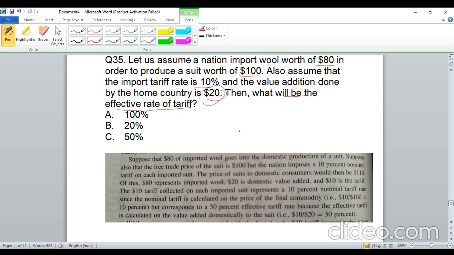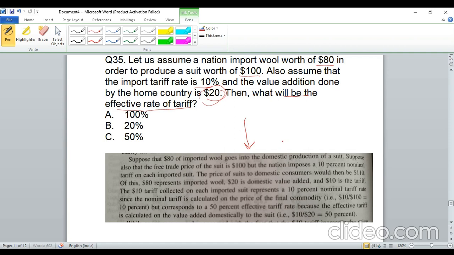Now, guys, before solving this, I've pasted this picture. This question is taken directly from the Salvatore book. I think it is on page number 220. Just look at this statement, it is exactly the same. I think they've just copied it from there. But still, the question was not that difficult.